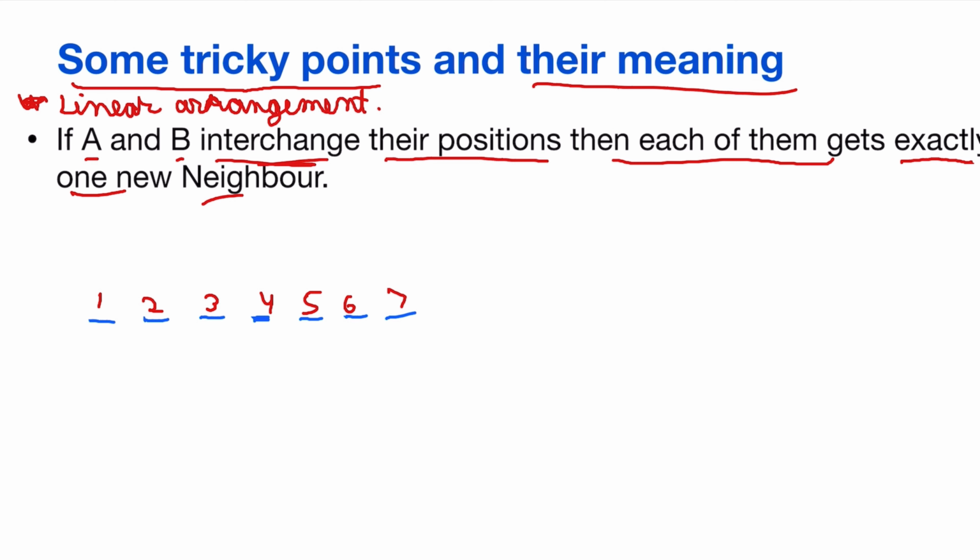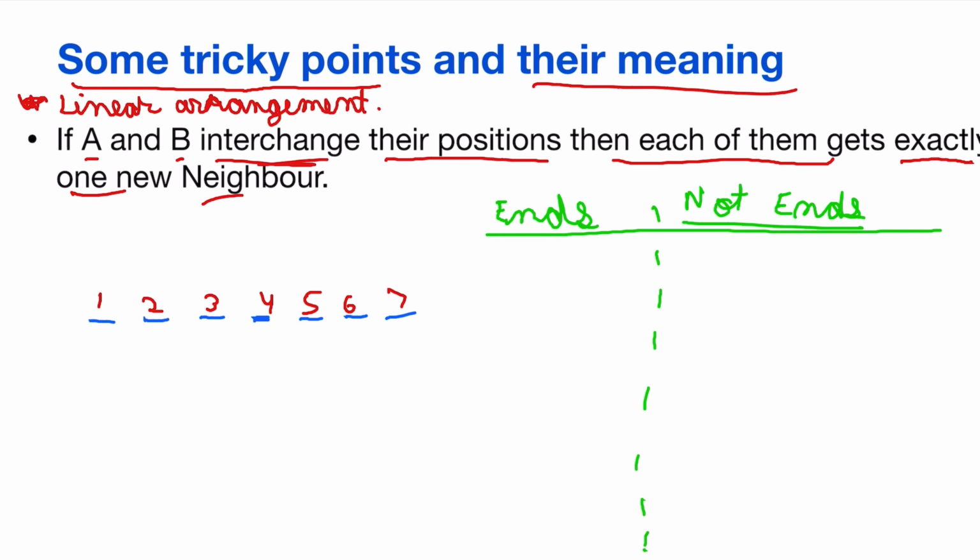So I am going to define it as first ends and second as not ends. Why am I doing this? Because ends are easy to identify and all of the others are not ends, so it's very easy to understand.